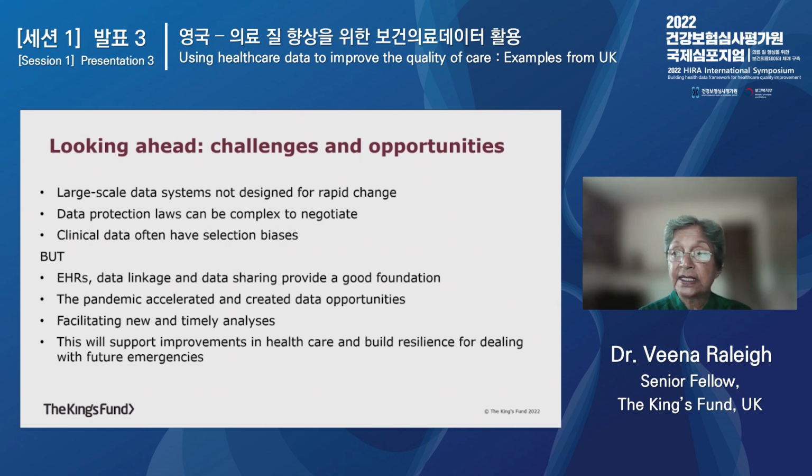There are challenges because when you have large data systems, it's very difficult to change rapidly, as we had to do in the pandemic. And data protection laws can be quite difficult to work around, but we were able to do that. And of course, clinical data, even the best clinical data, has selection biases. So we need to make sure that in analyzing it, we are keeping any distortions to a minimum. But electronic health records and data linkage do provide a very rich basis for examining access to healthcare, differences in outcomes, quality of care, and so on.